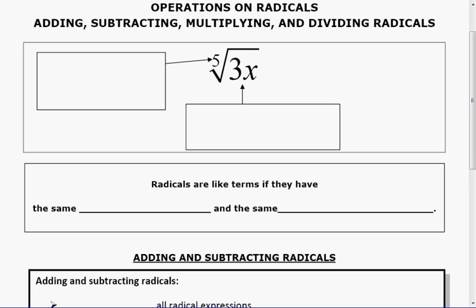So this, which we learned last time, this little number on the outside is called the index. It could be like 5, 4, whatever. That's the index. Now, what's under the radical is called the radicand.